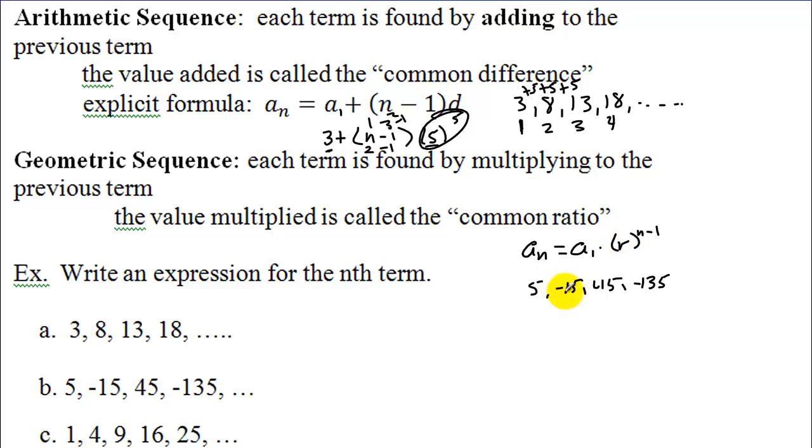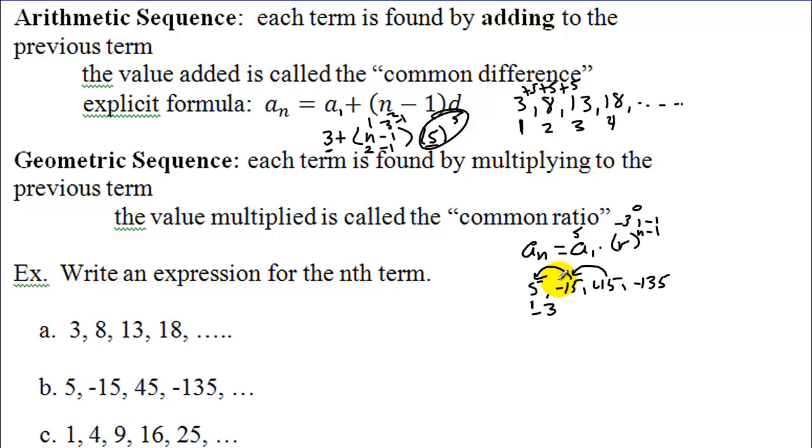The common ratio is negative 15 divided by 5, or 45 divided by negative 15, but the point is they're all negative 3, so the common ratio is negative 3. So we're starting with 5, and on the first term we don't want to multiply by anything. That's the first term. So if I plug 1 in for n, we get that common ratio, which is -3 to the 0. So that first term, which is 5, is going to get multiplied times 1, which is just itself.